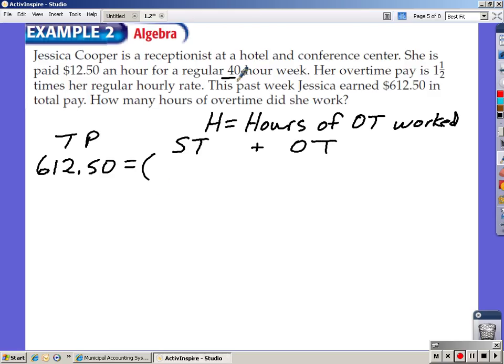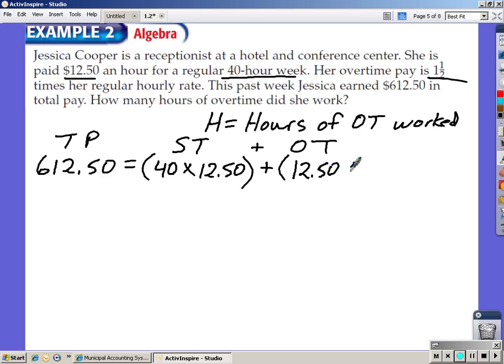Okay? So for straight time, she has a regular 40-hour work week. So it's 40 hours times my rate of pay. My rate of pay is $12.50. There's my straight time. Plus my overtime. Now, we don't know how many hours she worked, but we do know the rate of pay. The rate of pay is $12.50. She gets paid time and a half, I believe. Yep, her overtime pay is 1.5 times. So $12.50 times 1.5, and then times H, where H is represented by the number of hours we worked overtime.